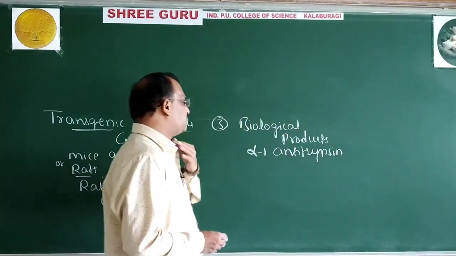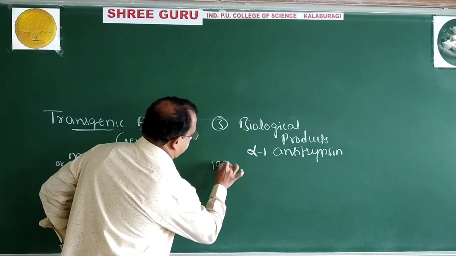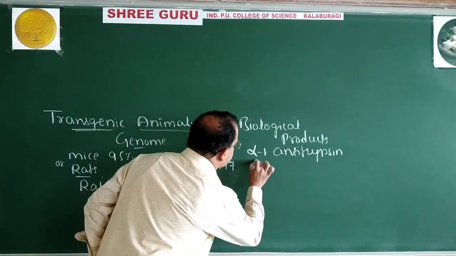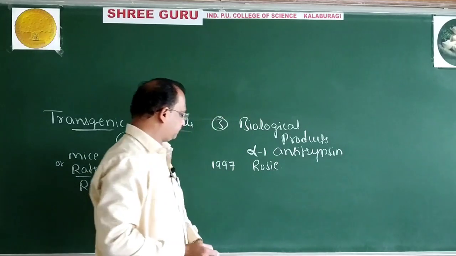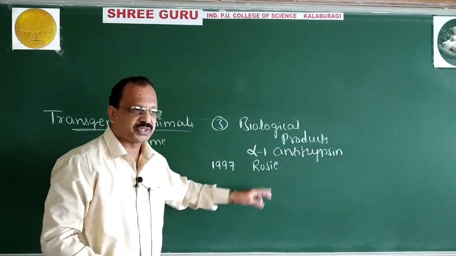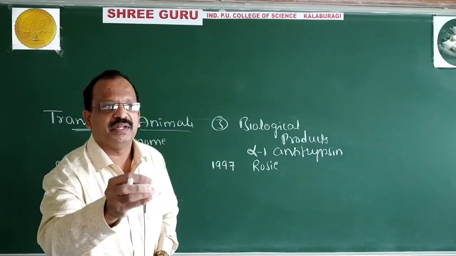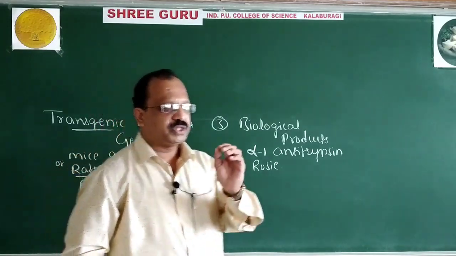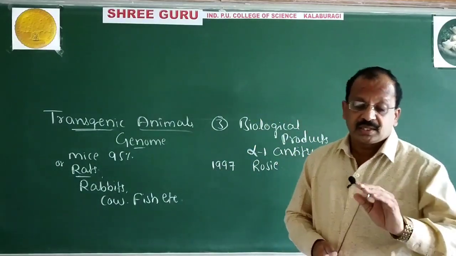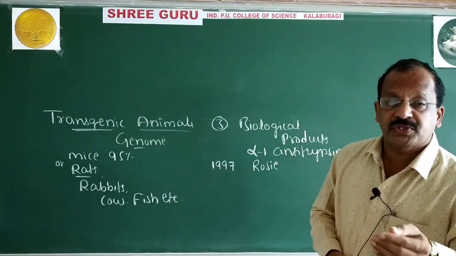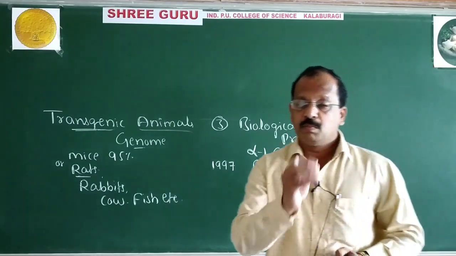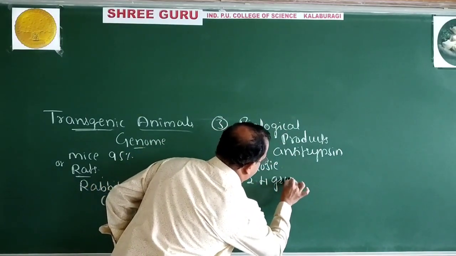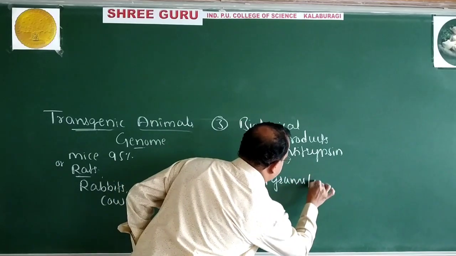In the year 1997, first transgenic cow Rosie is produced with human lactoalbumin genes. Look over here. The milk which is produced by the Rosie contain human lactoalbumin, that is 2.4 grams per liter.